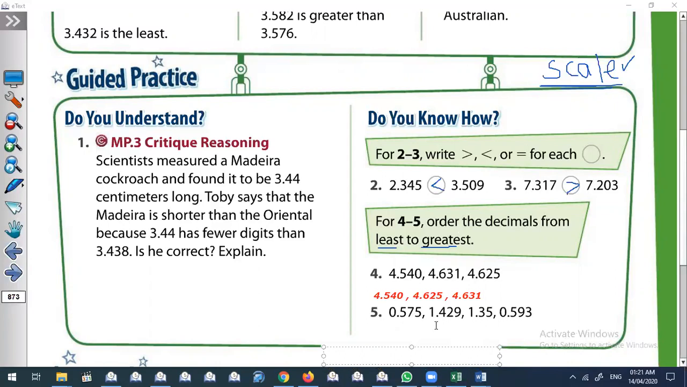The next one, you have to check the scale first. 0.575, 1.429. 3 digits in the decimal here and 3 digits in the decimal here. 1.35. Here we have only 2 digits in the decimal. So you have to put 0, no problem, to the right. So it will be 1.350 now. 0.593.